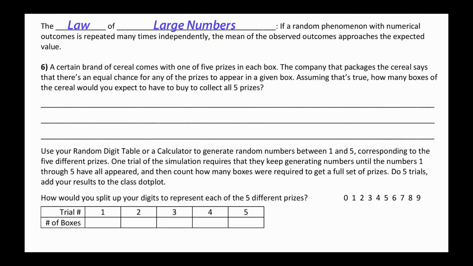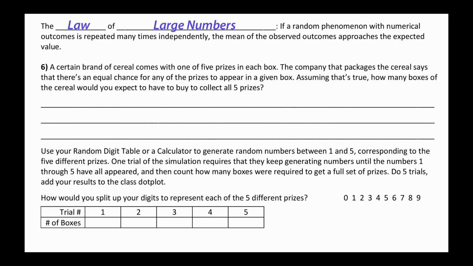So question number 6 says, a certain brand of cereal comes with 1 of 5 prizes in each box. The company that packages the cereal says that there's an equal chance for any of the prizes to appear in a given box. Assuming that that's true, how many boxes of the cereal would you expect to have to buy in order to collect all of the 5 different prizes?